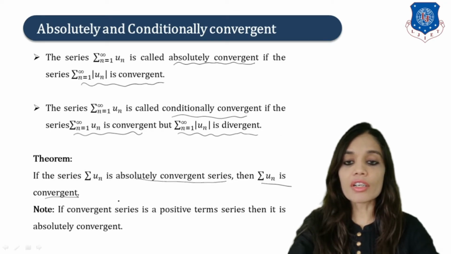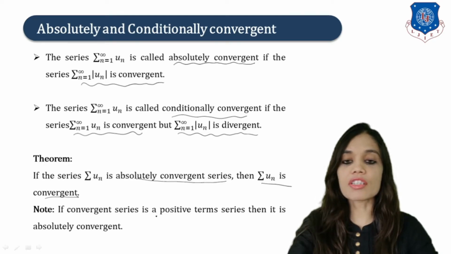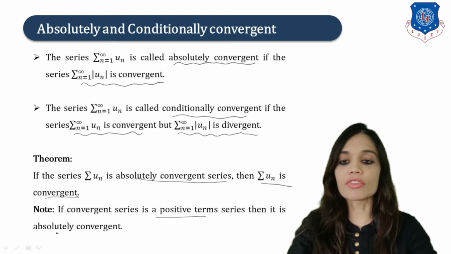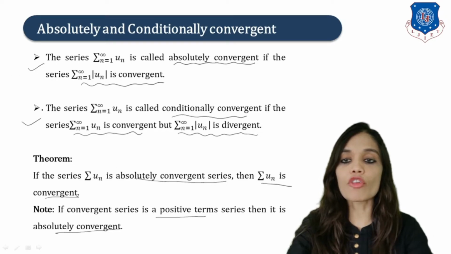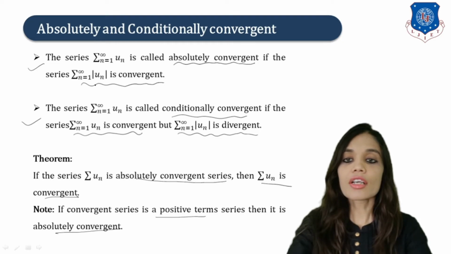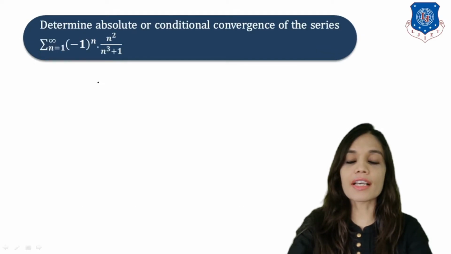Next, if we are given a series of positive terms and it is convergent, then we can say that our given series is also absolutely convergent. That is, we have to check both the conditions only for alternating series, right? So let us begin with a few examples.